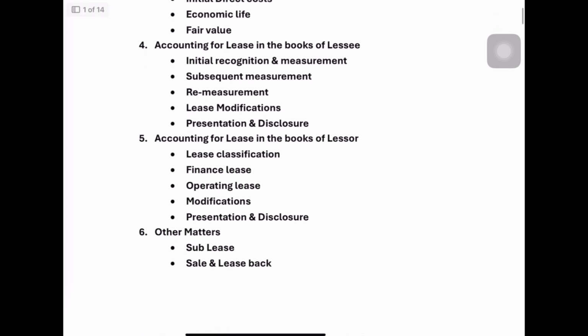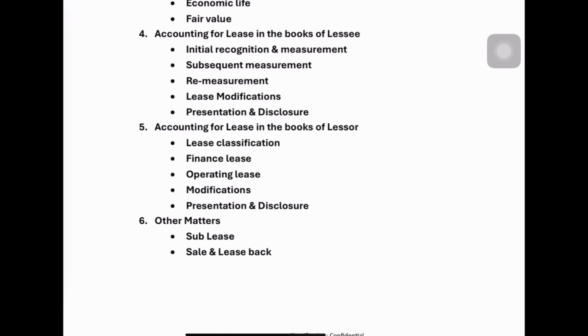Okay, in the fourth chapter we'll go through accounting for leases in the books of lessee. Here we'll go through how the initial recognition and measurement should be done, and in case of any subsequent measurement how that should be done. There could be some situations where remeasurement would be required. We'll go through a few examples. And lease modifications: during the lease period, if any modification happens, how the modification should be treated and accounted, we'll go through. And the specific presentation and disclosure under Ind AS 116, that also we'll try to cover in this video.